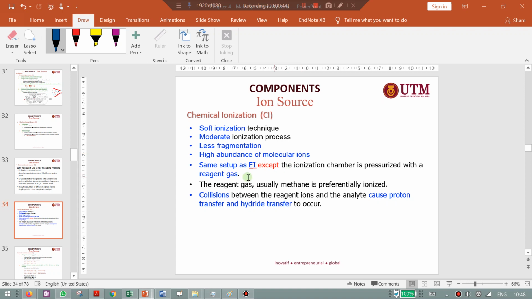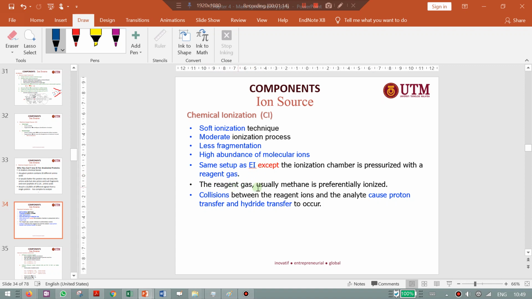electron impact. Same setup as EI, except the ionization chamber is pressurized with the reagent gas. In EI, we use the electrons provided from the anode and cathode as the electron beam to hit our molecule. But in CI, we actually ionize the reagent gas. The reagent gas radical reacts with our molecular compound to form a radical cation.